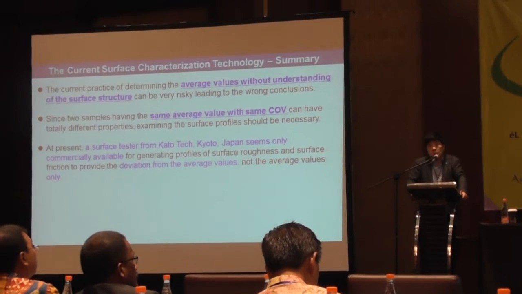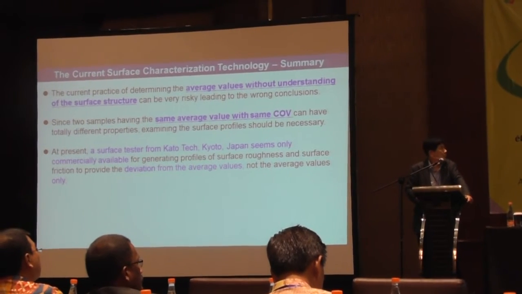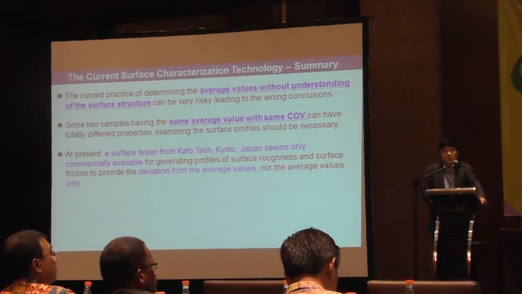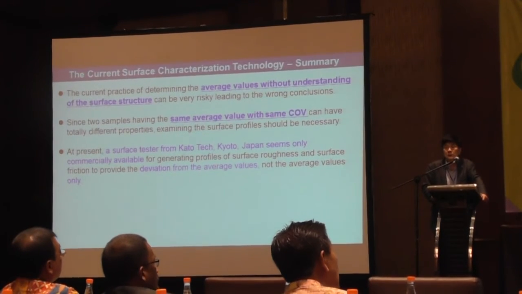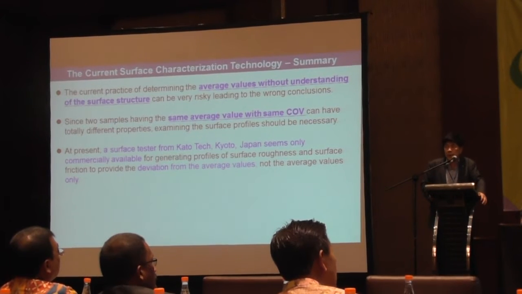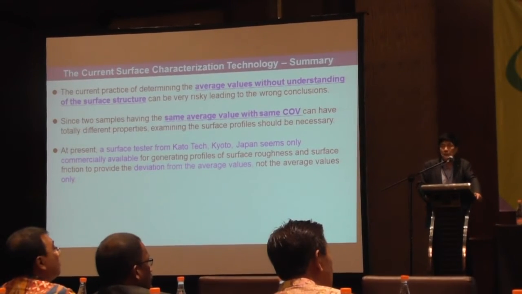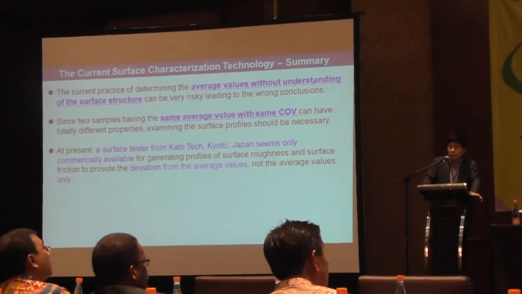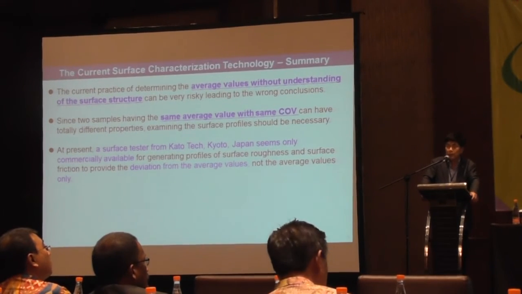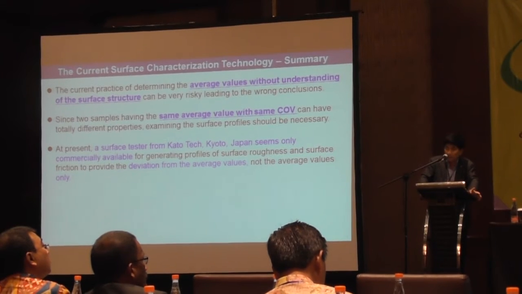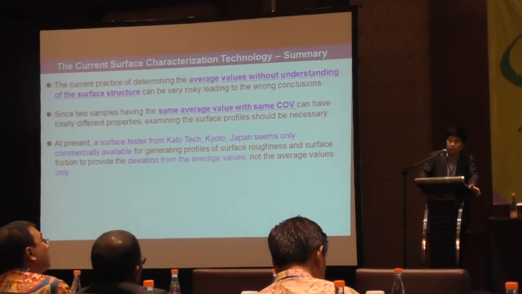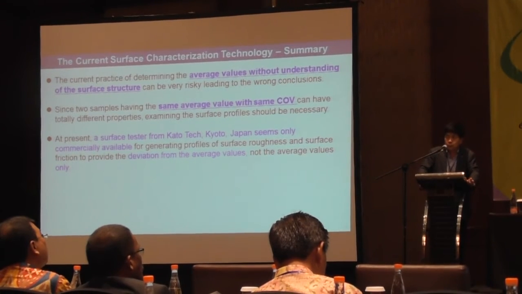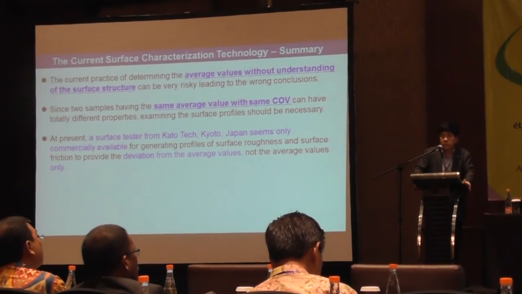So to summarize the current status, the average value without understanding of structure can lead to a really wrong conclusion. That's so critical. We need to understand what we measure, what we mean by average value or coefficient of variation. That might be a very limited case for process control, for example. Maybe average and coefficient of variation might be enough. But change your furnish, change your process, then you think it's hard. Why? Well, what's the origin of this variability?